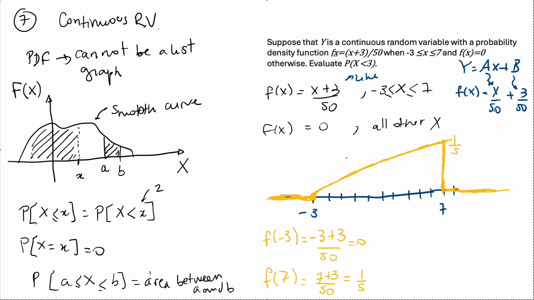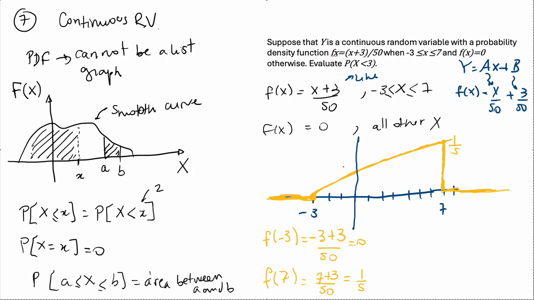Let me draw the axis here. I forgot the other axis. -3, -2, -1, 0. So this is the axis here. So what I just constructed is a PDF, a probability density function of a continuous random variable.